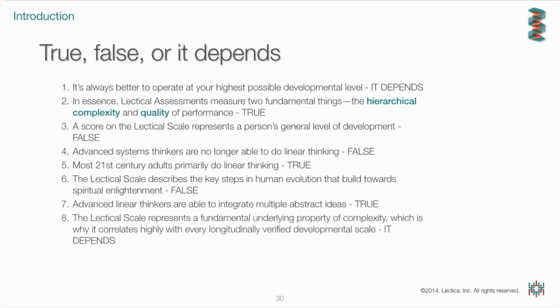Number 8, the Lectical Scale represents a fundamental underlying property of complexity, which is why it correlates highly with every longitudinally verified developmental scale. Well, it depends. The Lectical Scale seems to correlate highly with other developmental scales in the neo-Piagetian tradition, but research suggests that it may not correlate as well with psychodynamic scales such as ego development, because psychodynamic and spiritual development scales appear to be focused on phenomena that are fundamentally different from the developmental dimension represented by the Lectical Scale.